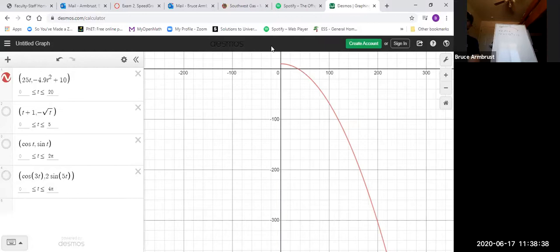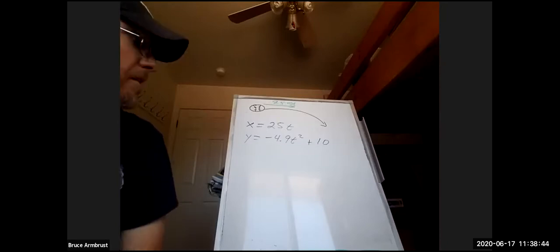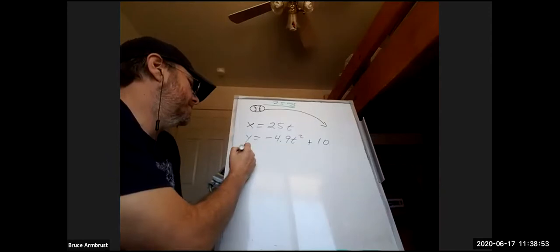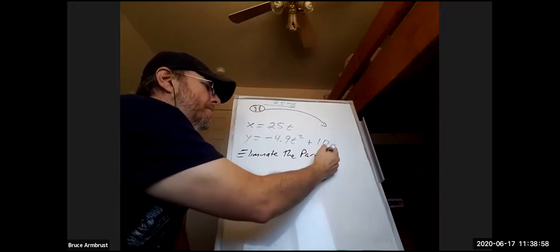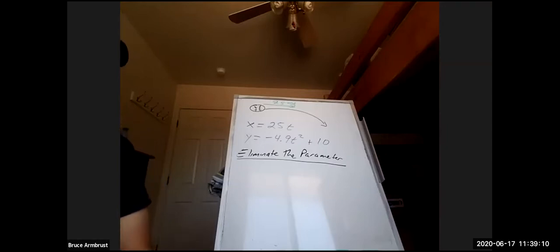All right, well, it's definitely a parabola. But I want to convince you of that algebraically. So here's what we're going to do. We're going to do what's called eliminating the parameter. And it's exactly what it sounds like. We are going to get rid of the t, which is then going to make this be in good old rectangular coordinates, just x's and y's, and we can see what that graph would be.